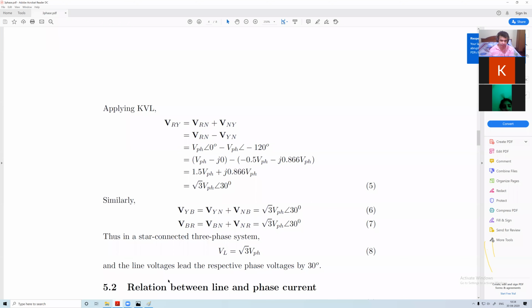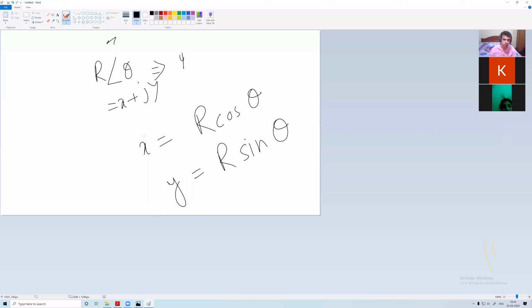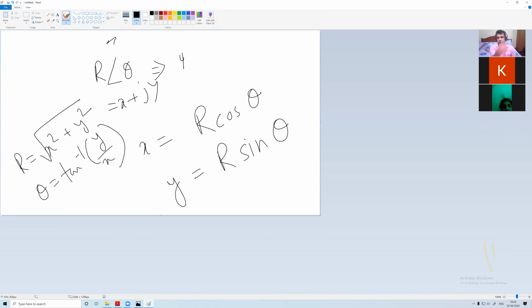What is the formula once again? R would be square root of x square plus y square, and theta would be tan inverse of y by x. We use this formula to go back to polar. The problem with polar is that we cannot directly add things. So in order to add, we have to convert it to Cartesian, then add, then convert back to polar.